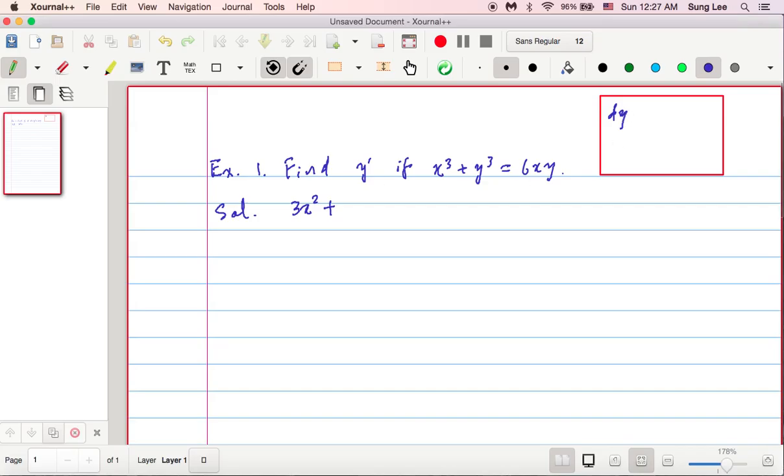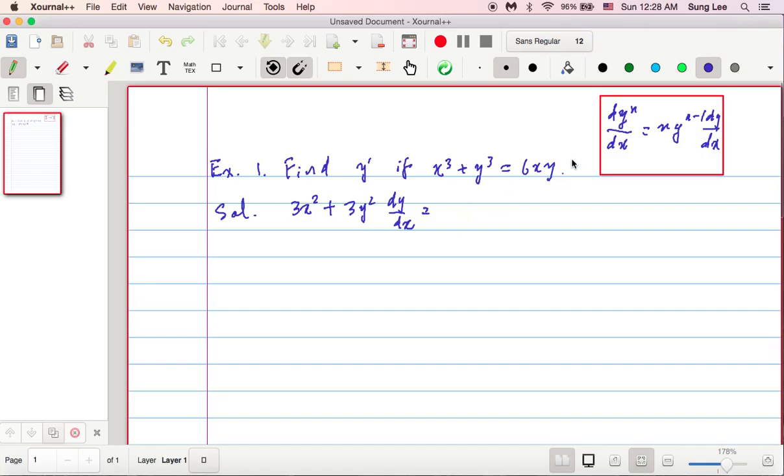The derivative of y to the power n with respect to x, right? You don't actually have to memorize this, as long as you know how to do the derivative, but that's n times y to the power n minus 1 times dy by dx. So that's going to be 3y squared dy by dx.